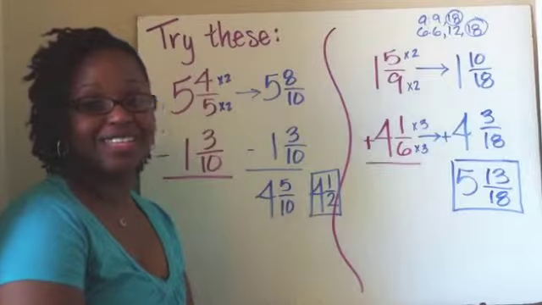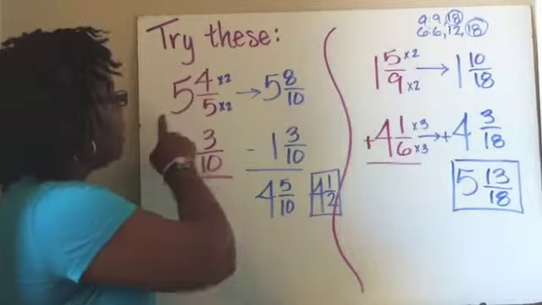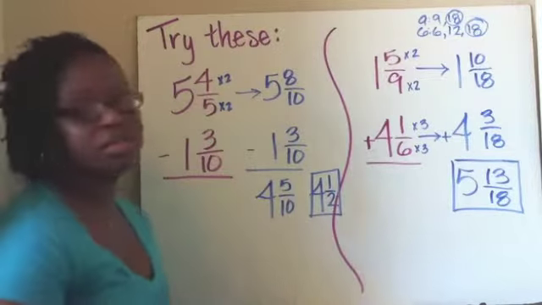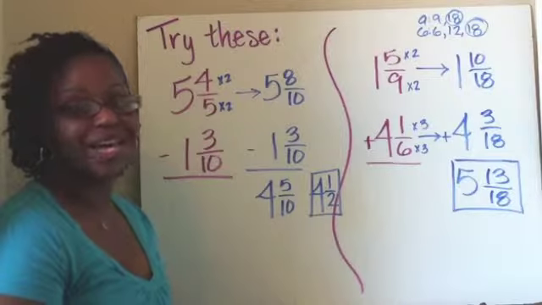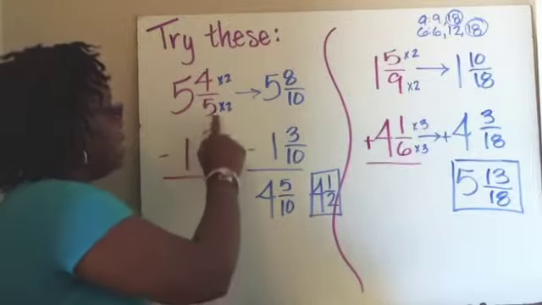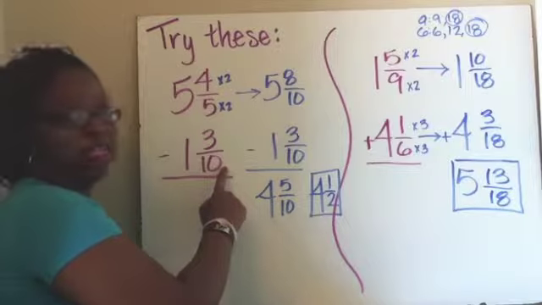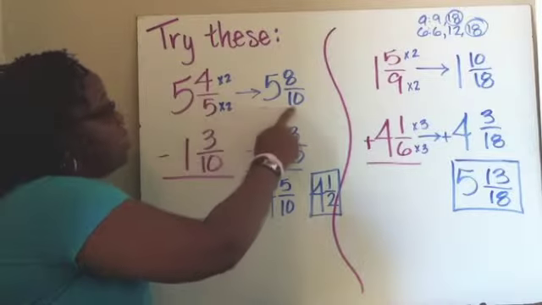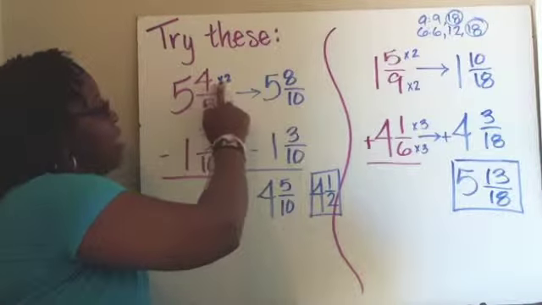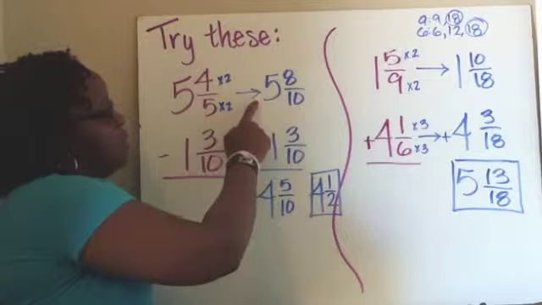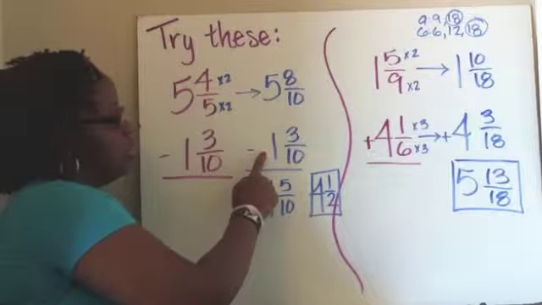So let's check your answers. Your first one was 5 4/5 minus 1 3/10. Remember, the first thing we need to do is get that common denominator. And I know the LCD of 5 and 10 would be 10. So I multiplied 5 by 2 to get my denominator of 10. And I did the same thing to the numerator. So it's 5 8/10 minus 1 3/10.